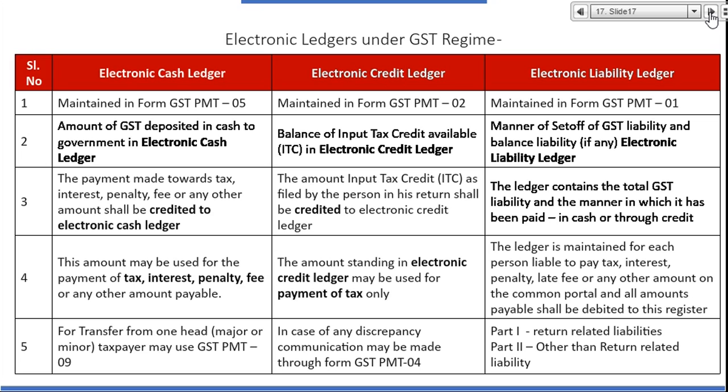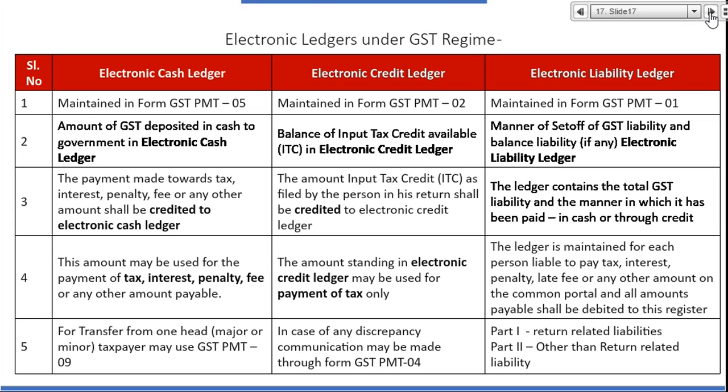Now moving into the electronic liability ledger. As the name suggests, it shows your liability. It is maintained in form GST PMT 01. Any liability can be set off through the electronic credit ledger. So whatever liability you have is maintained in your electronic liability ledger.